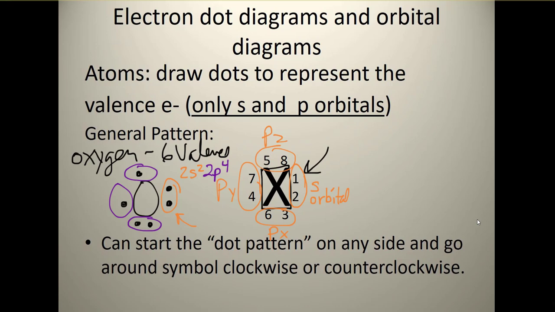Okay, now it doesn't matter where you start this dot pattern. I usually just start it on the right hand side, but if you want to start at the top or on the left hand side or the bottom, that's fine. But it does need to go in this pattern. So 2 go together, and then you separate the dots 1 on each side. And again, it's representing your orbitals, your s and your p orbitals.